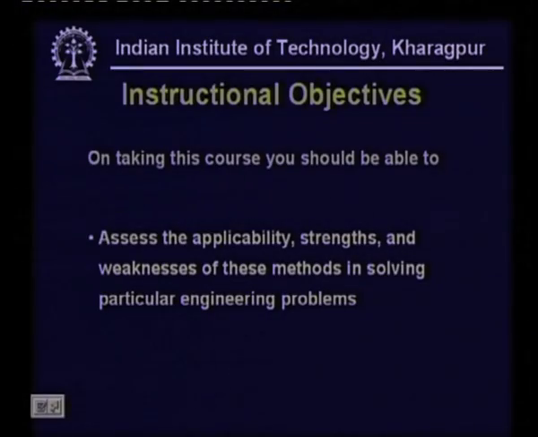On taking this course, you should be able to assess the applicability, the strengths and weaknesses of the different techniques that we discuss. We will discuss the strengths of these methods and situations where these methods can be applied to solve different types of problems that require intelligence.